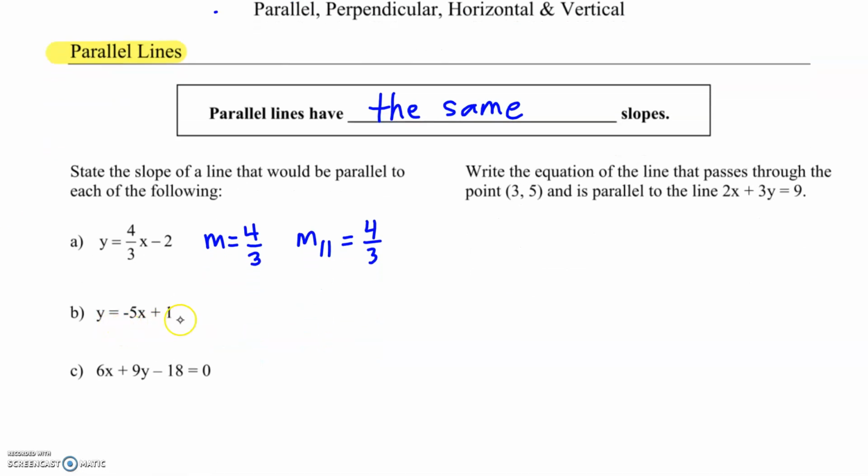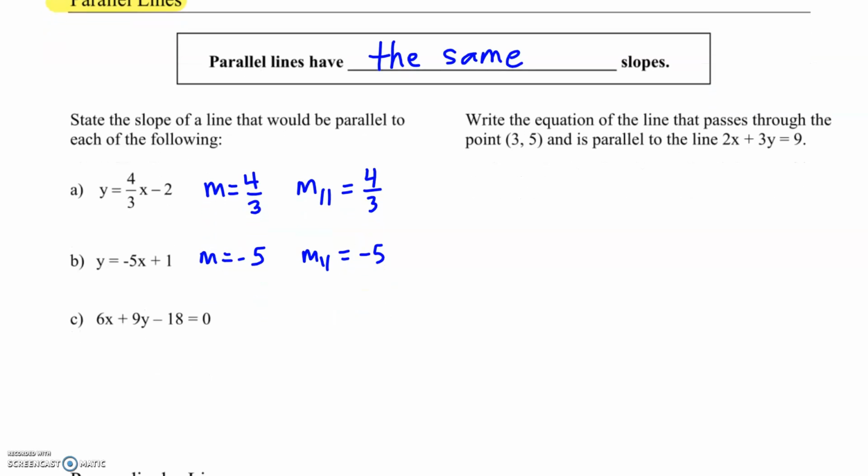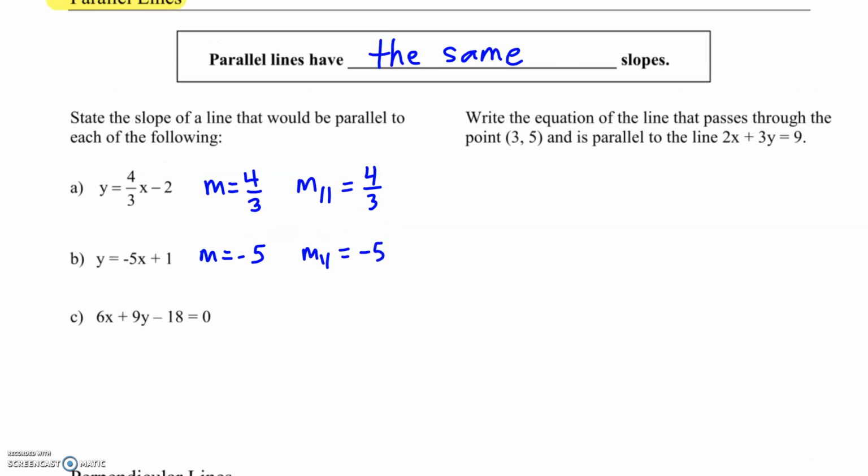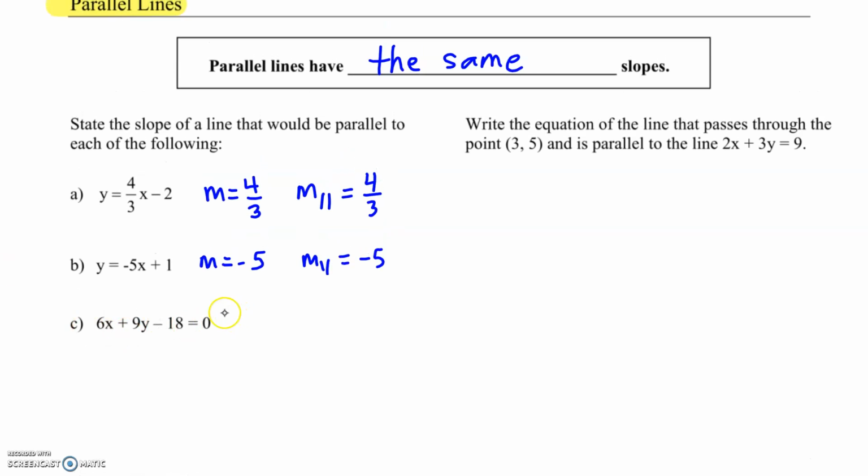y equals negative 5x plus 1, so the slope of this line is negative 5, and the slope of the parallel line is also negative 5. When I come to c, I cannot get the slope the way it's written because this is written in standard form, and I need to change it into mx plus b form.